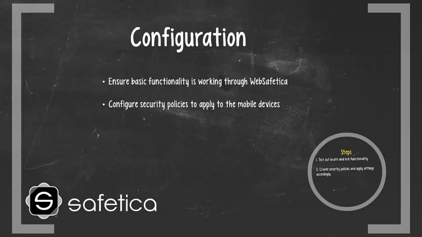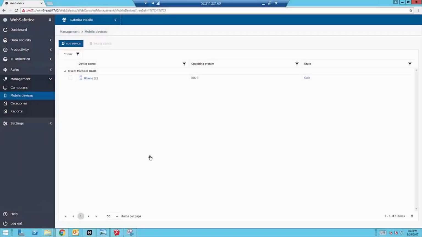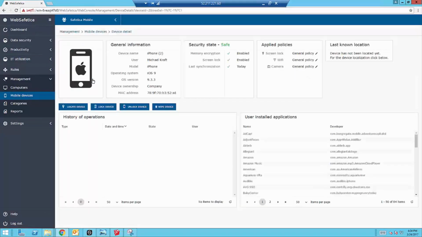Now that we have successfully installed the Safetica Mobile app on the mobile device, it is time to configure the policy and to test the connection. We will do this by testing out the location and log functionality, and then we will go through the policy settings. Now that I've switched back to my Web Safetica dashboard, I can now see the device is successfully enrolled. When we click on the device, we can see basic device information along with the security state of the phone. We can see that this device is considered safe because certain security settings are enabled. If these settings were disabled, we would be presented with this information.